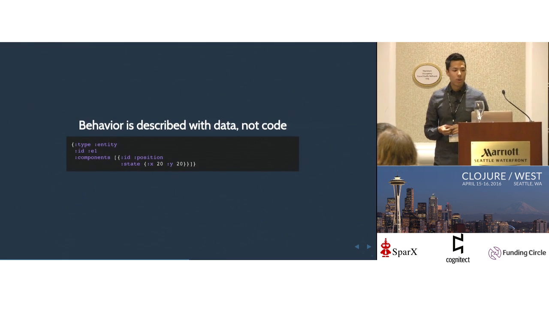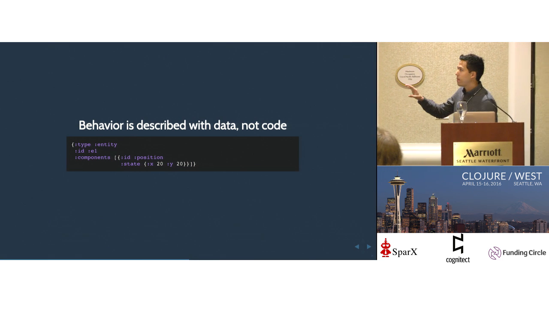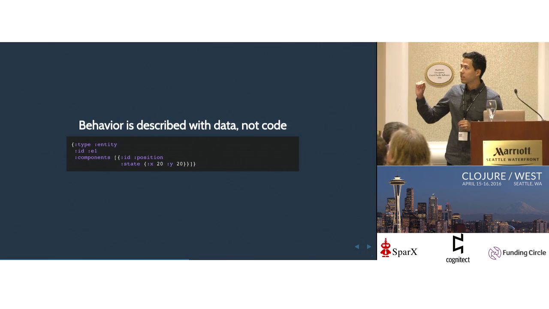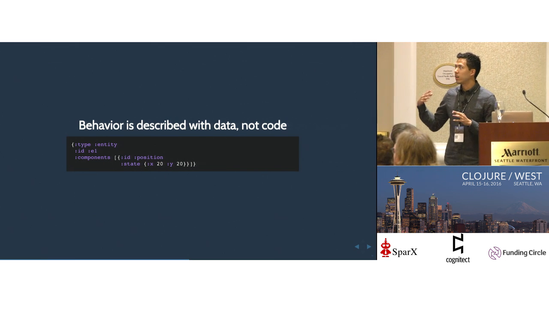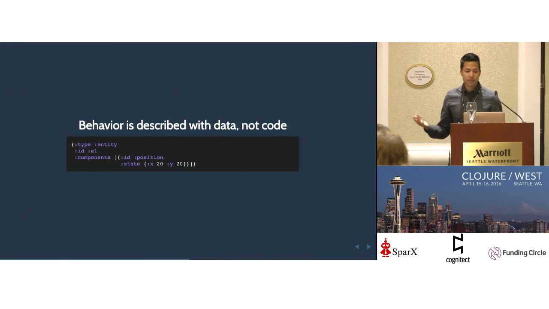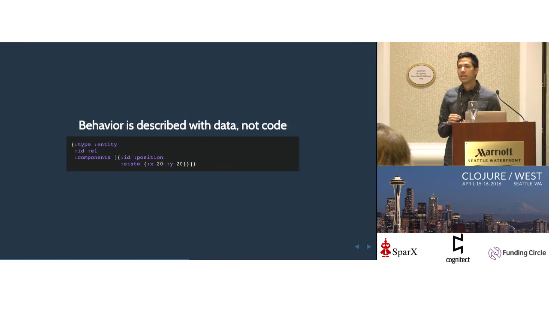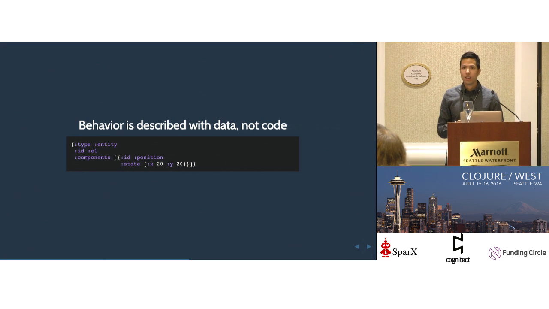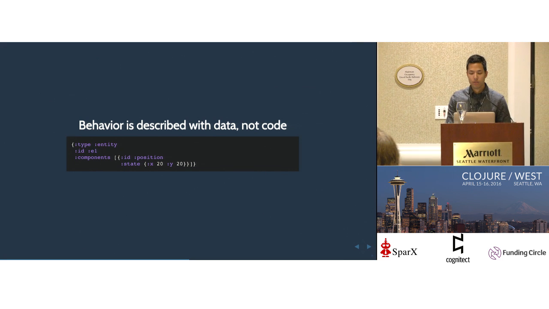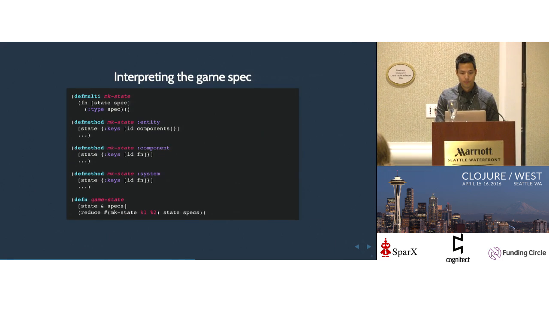So if we were to zoom in on one thing, we can see we've now described the behavior with data instead of code. Here we have an entity called E1, and it has a position on the XY of 20 and 20 on a 2D plane. Right? So we've been able to capture this with data rather than with code or objects, having to construct this ahead of time or in a more rigid fashion with, let's say, objects and hierarchies.